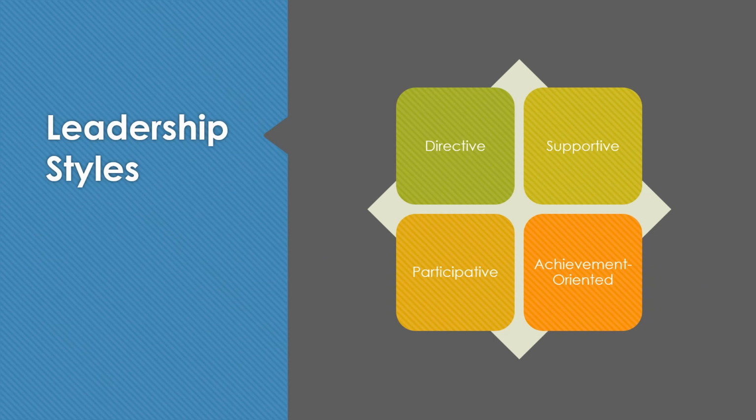The path goal leadership model consists of four leadership styles. Directive leadership style is focused on structure and is ideal for complicated tasks. Supportive leadership style is focused on considerations and is ideal for locus of control. Participative leadership style is focused on participation and is ideal for employee involvement in the decision-making process. And achievement-oriented leadership style is focused on goals. This is ideal for autocratic leadership with an external locus of control.